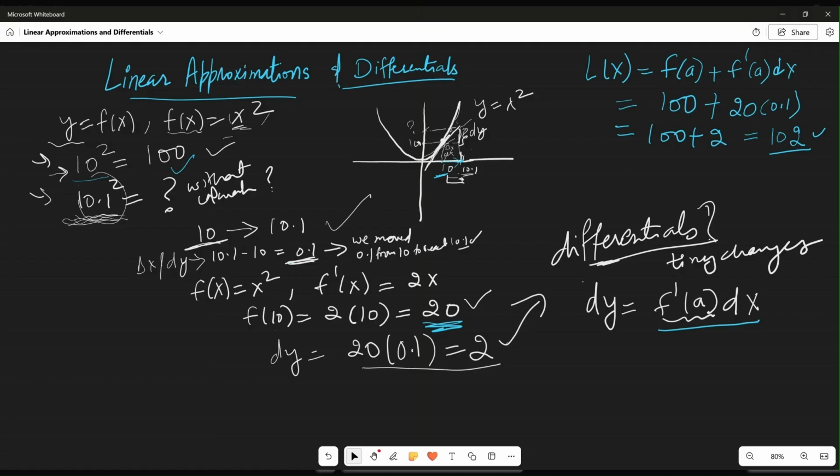10.1 squared is equal to, okay, so from the calculator, the calculator states that 10.1 squared is equal to 102.01. So pretty close to what we have found with the linear approximation, right? So you're seeing the benefit now.